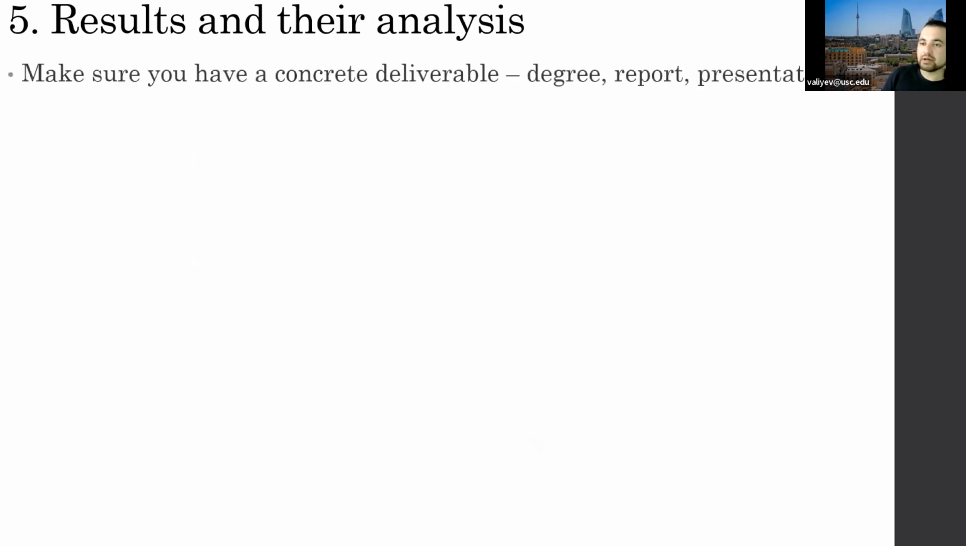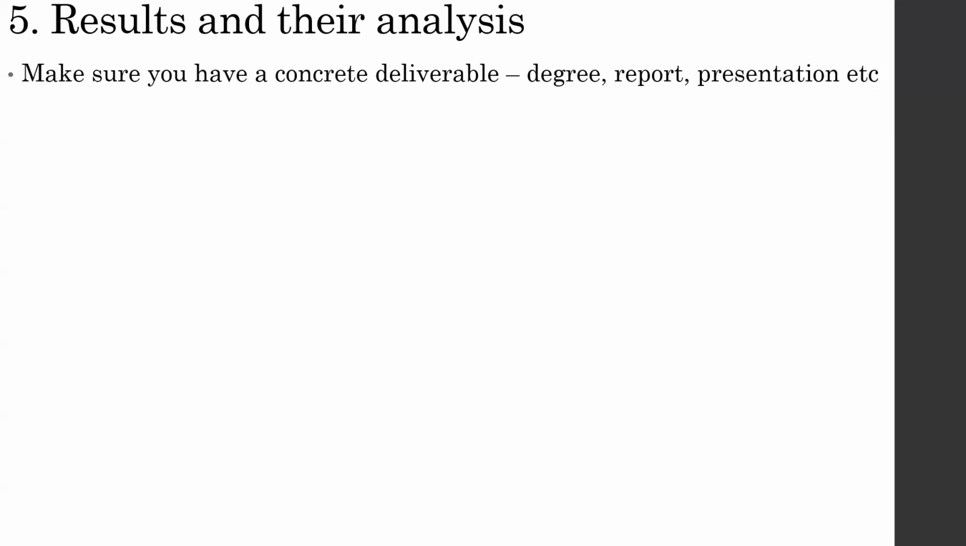And the last step is the results and their analysis. Make sure you have a concrete outcome. For example, for IELTS, it's very nice because you go and take the IELTS. It's very obvious. But for some other goals, for example, learning to code, you can spend a month or you can spend a year. And if you don't have a specific goal, a specific outcome, you can spend an infinite amount of time, and you won't know whether you've achieved something or not.